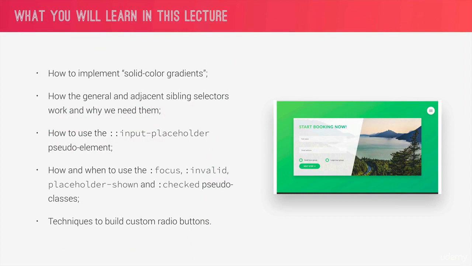And what we're going to build in this section is a beautifully styled form with a lot of complex CSS going on. So you're going to learn how to implement something I call the solid color gradient. Also, you'll learn how the general and adjacent sibling selectors work and why we need them, how to use the input placeholder pseudo element, how and when to use the focus, valid, placeholder-shown, and checked pseudo classes for styling forms, and finally, to finish this section, you're going to use all that knowledge to build custom radio buttons to give our form a special touch.